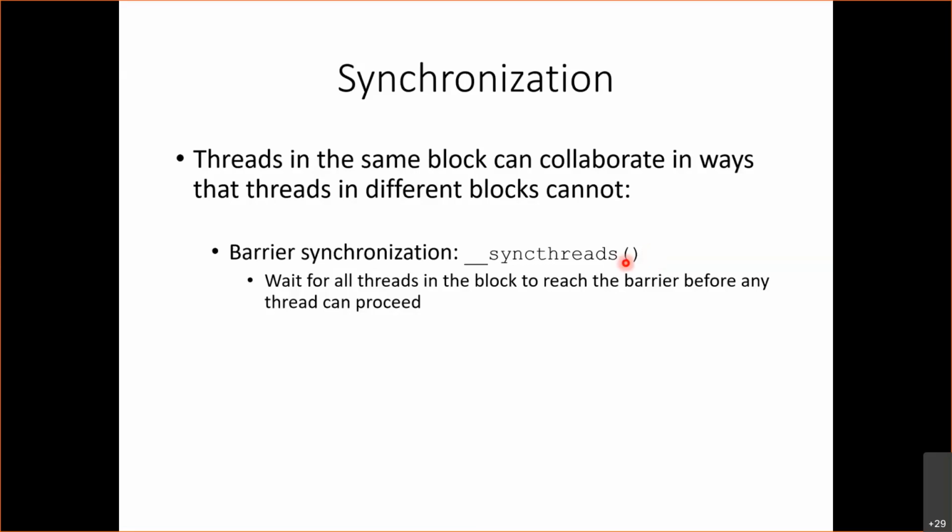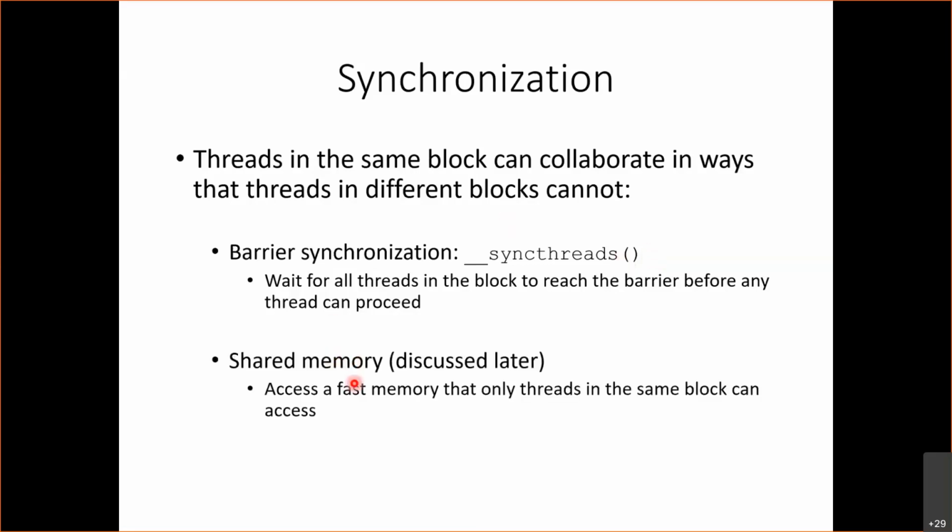Another way that threads in the same block can collaborate is using shared memory. There is shared memory on the SM that threads in the same block can access, but threads in different blocks cannot access. This is another way of collaborating, and we will take a look at how to use it later on. There are also other ways that we will not discuss today, but we will discuss later. The idea is that threads in the same block can collaborate, and threads in different blocks cannot.